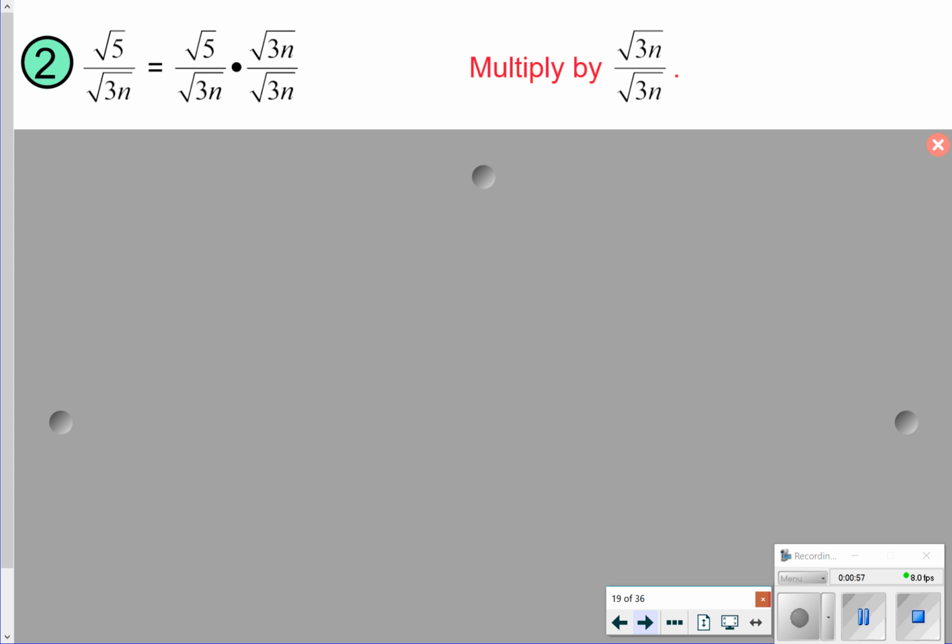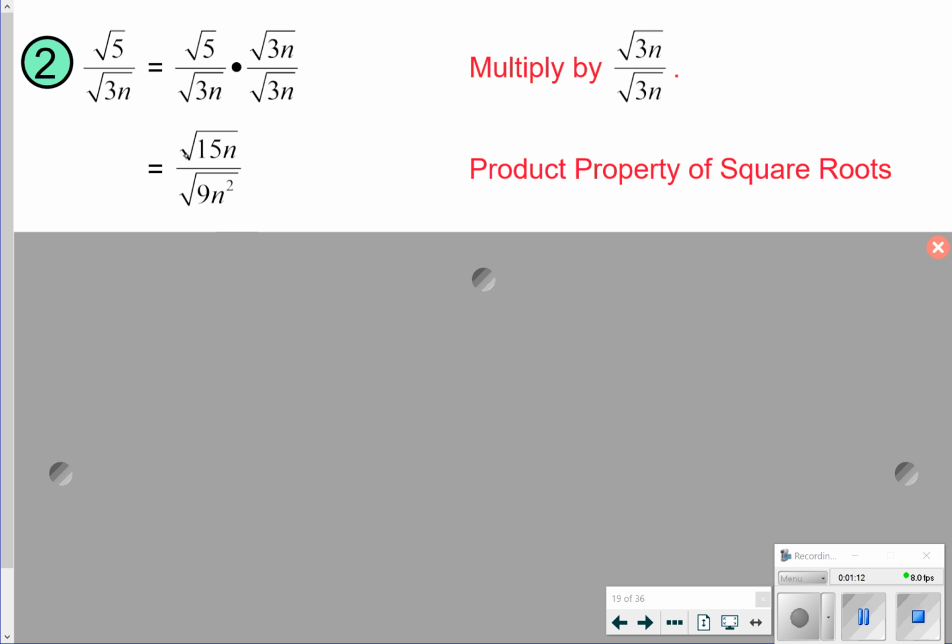So here's an example of what we have. We have the square root of 5 over the square root of 3n. And so what we're going to do first is just multiply both top and bottom, the numerator and denominator, by the square root of 3n to try to get rid of that radical at the bottom. When that happens, we're going to get the square root of 15n, because 5 times 3n, and then the square root of 9n squared. 3 times 3 is 9, and n times n is n squared.